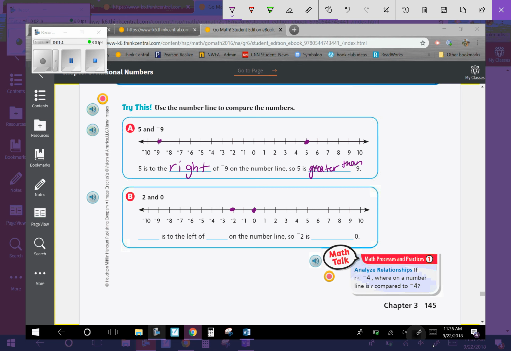Negative 2 and 0. Here it says blank is to the left, so on the left is negative 2. Negative 2 is to the left of 0 on the number line, so negative 2 is less than 0.